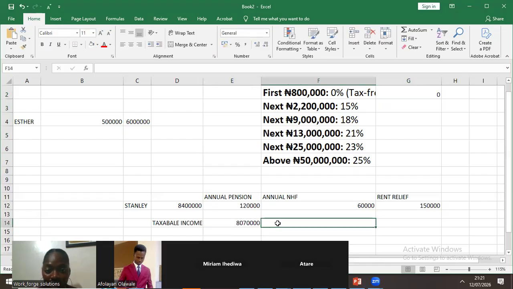So let me do this again. 1, 2, 3, 4, minus 800, equal to, let me not forget to put the equal to sign. So this is what is left. We removed 800,000. We removed 800,000 naira, it's tax free. So what are we going to do next?